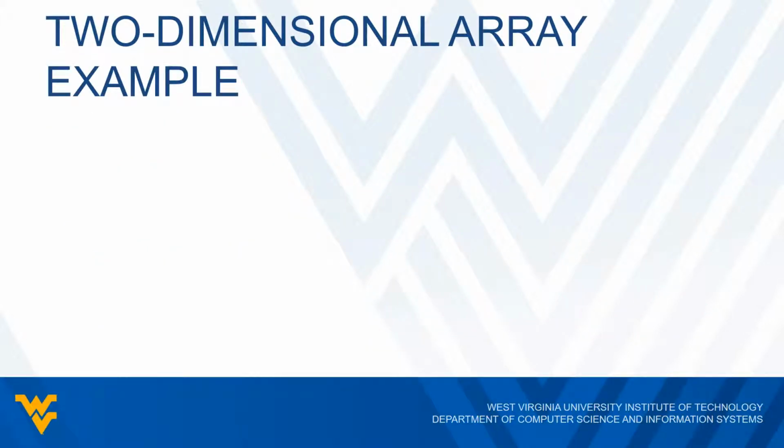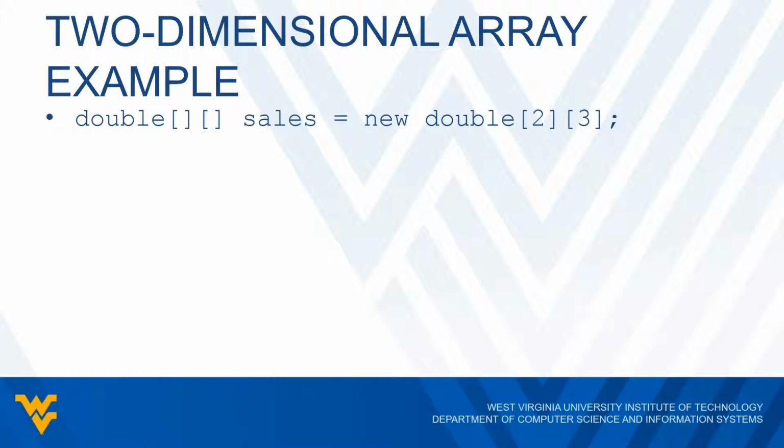Let's take a look at an example of declaring a two-dimensional array. So here I'm going to create an array called sales. Now I know it's a two-dimensional array because we have the two square braces right here after double. So remember, with one-dimensional arrays, we would just have one of those. For 2 dimensions, we need 2 of those. And over where we have new double, we now have 2 sets of square braces here. The first one, the 2, would indicate the number of rows, and the 3 would indicate the number of columns.